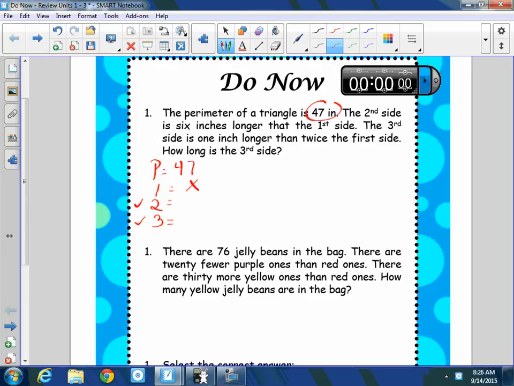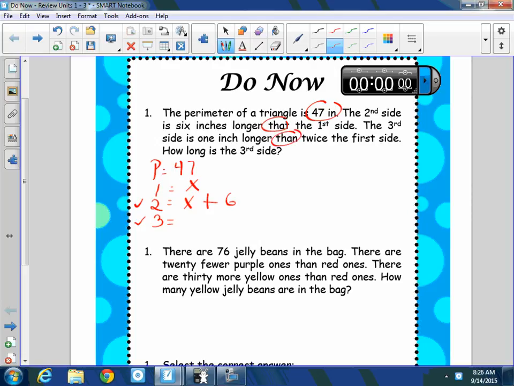Side 2 is 6 inches longer. It should be then the first, and that's your backward way, right? So whatever you have after, you got to write first. What's after? The first side, and what's the first side? X. Longer than means addition or subtraction? Addition, and how many are you adding? 6. There you go.